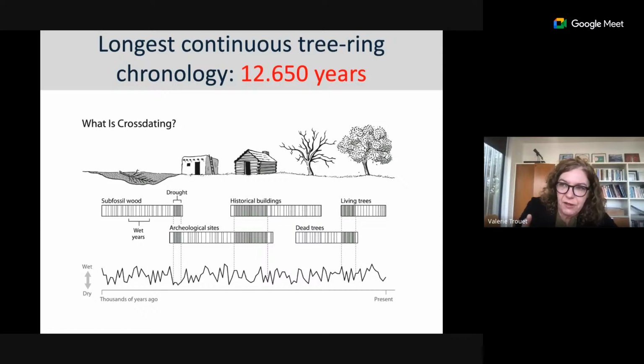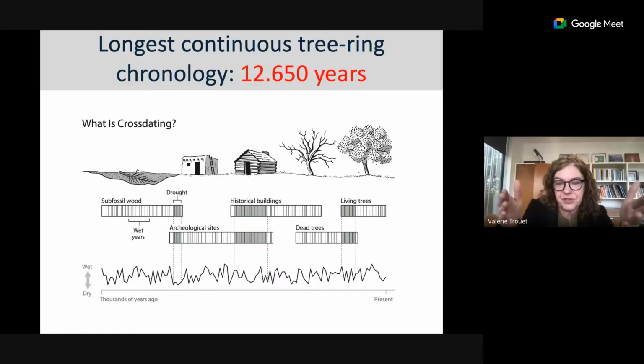As I mentioned, this chronology specifically for Germany is based on oak and pine trees. And you can see it on the graph there, the way we can exactly date this subfossil wood, this archaeological wood, is that you match the ring patterns that you see in living trees.